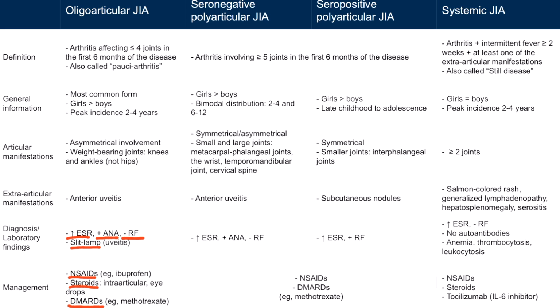Alright, let's discuss polyarticular JIA. Polyarticular JIA can be further classified into seronegative and seropositive types based on the presence of rheumatoid factor antibodies. In this type of arthritis, more than 5 joints are involved in the first 6 months of the disease. Let's first cover seronegative polyarticular JIA. In this type, girls are more affected than boys, and the disease has a bimodal distribution peaking at 2 to 4 years and 6 to 12 years.